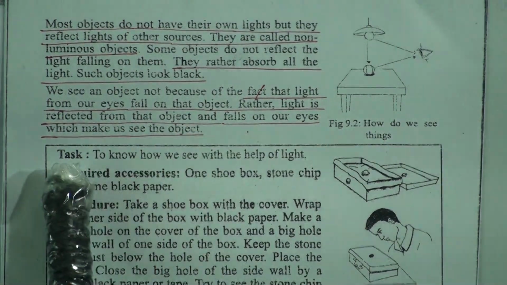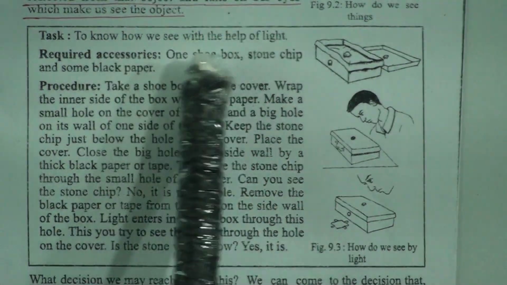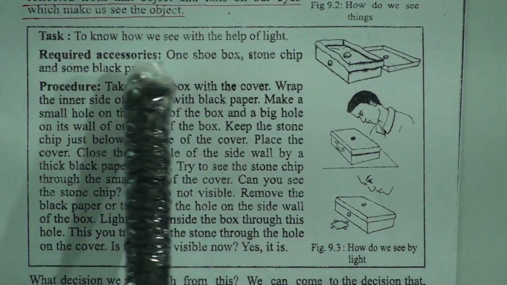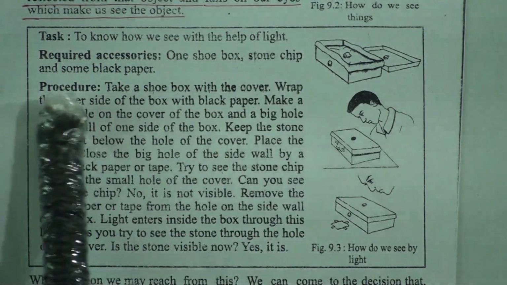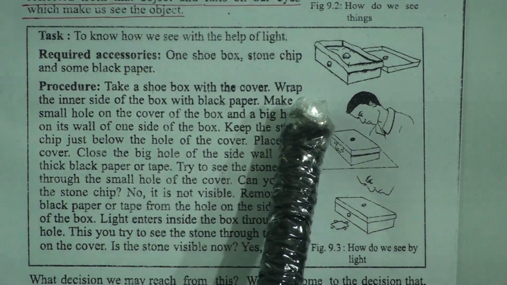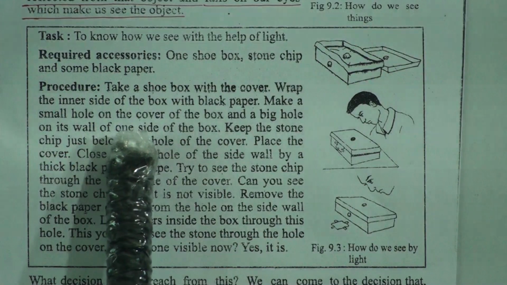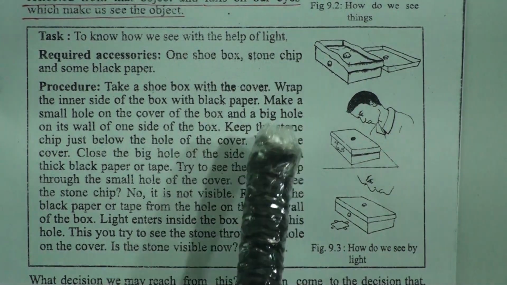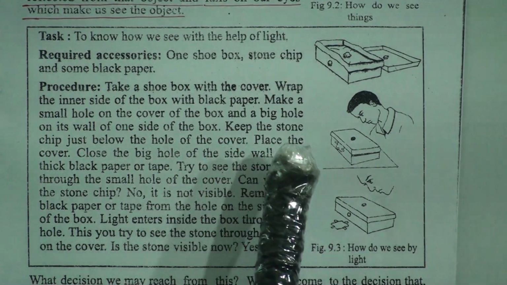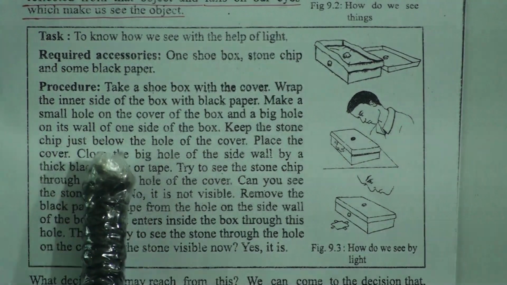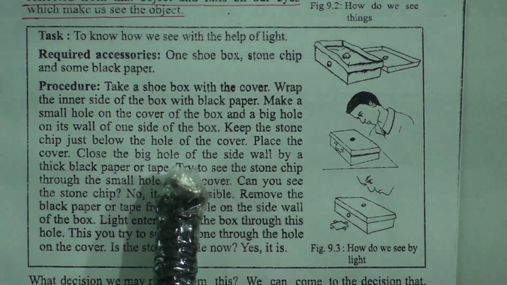Now, task: to know how we see with the help of light. Required accessories: one shoe box, a stone chip and some black paper. Procedure: take a shoe box with the cover. Wipe the inner side of the box with black paper. Make a small hole on the cover of the box and a big hole on one side wall of the box. Keep the stone chip just below the hole of the cover. Place the cover. Close the big hole of the side wall with thick black paper or tape.